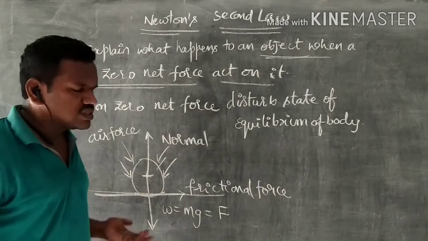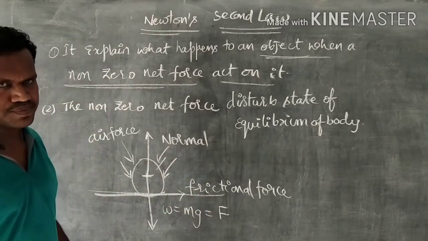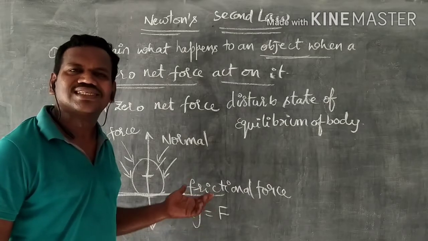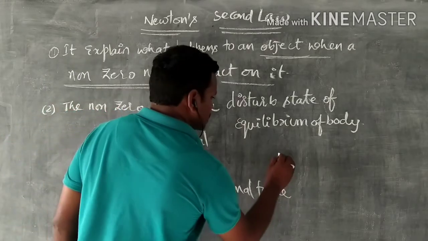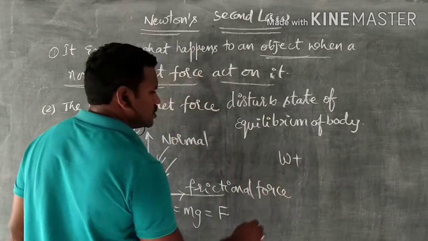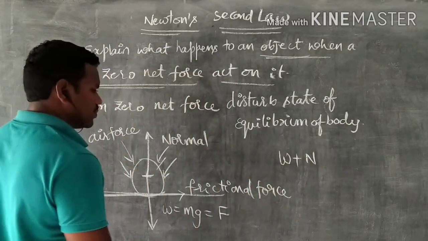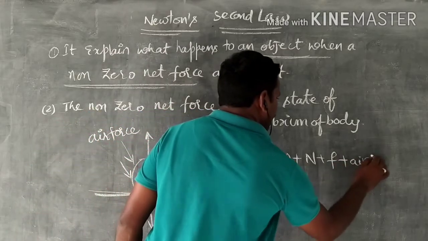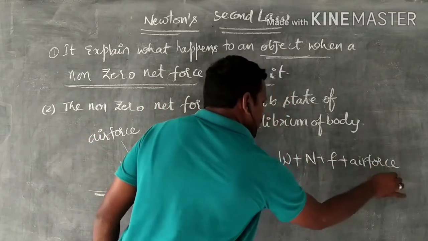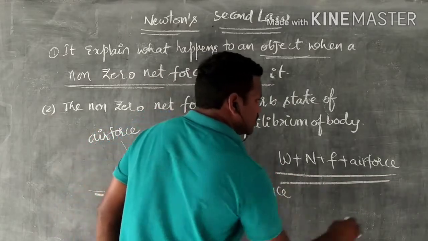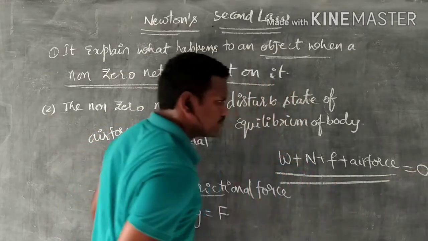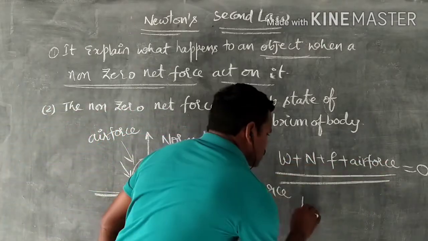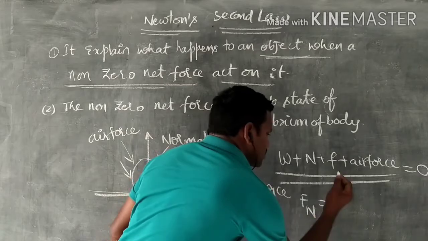Air is also applying a force on the object, so that is air force. Many forces are acting on the body. If you add all these forces, that is, the sum of the forces: weight of the body plus normal plus frictional force plus air force. If the sum of all these forces is equal to 0, then the net force is equal to 0. F net is equal to 0.